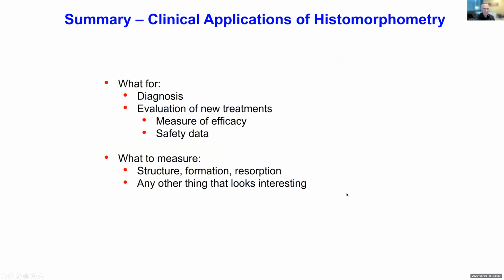So I think that's it. A summary here for this presentation is that you can use histomorphometry for diagnostic purposes, for evaluation of new treatments. That's why FDA is quite keen on getting biopsies, at least when new treatments are tested in adults. Biopsies can be used as measures of efficacy and safety data, and it's quite a versatile method.